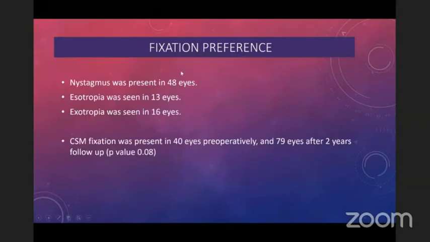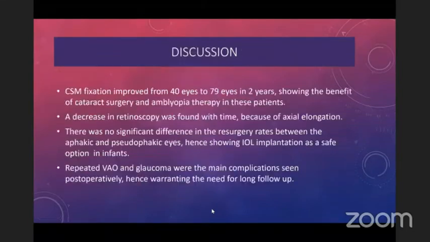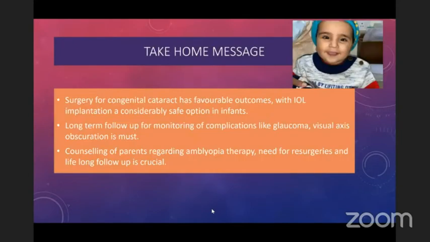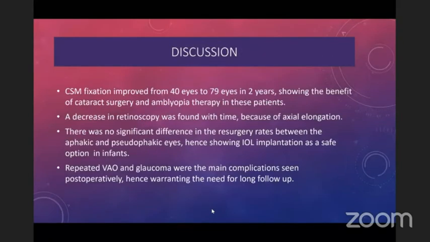We saw nystagmus in 48 eyes, and CSM fixation was present in 40 eyes preoperatively and 79 eyes after 2 years. So what we saw was that the CSM fixation improved from 40 eyes to 79 eyes in 2 years, showing the benefit of early cataract surgery and amblyopia therapy in these patients. A decrease in retinoscopy was found with time because of axial elongation. There was no significant difference in the resurgery rates between the aphakic and pseudophakic eyes, hence showing IOL implantation as a safe option in infants.